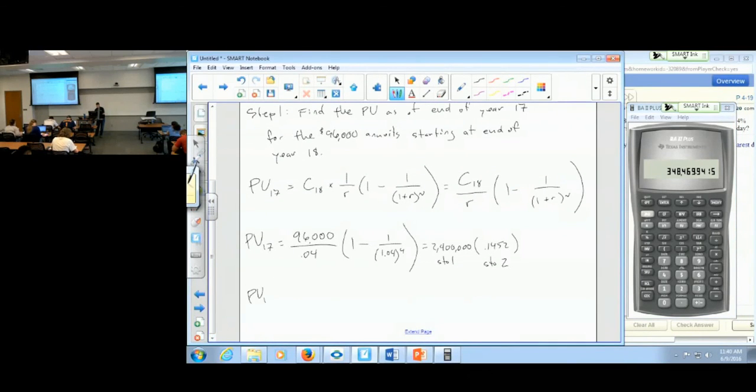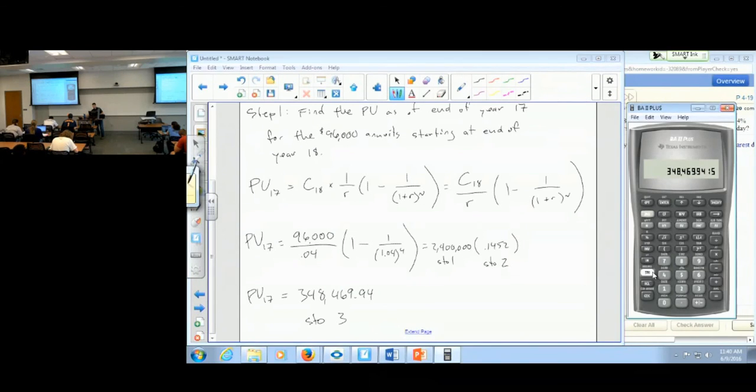All right, so the present value as of the end of year 17 of this annuity is $348,469.94. And however you're working this problem, store this value. So we're not done yet. We do not want to introduce a rounding error. STO3.